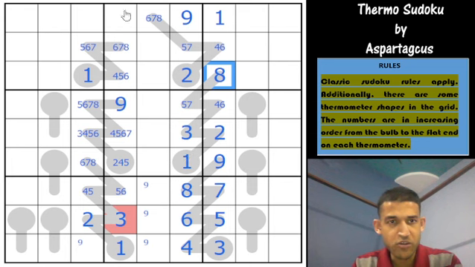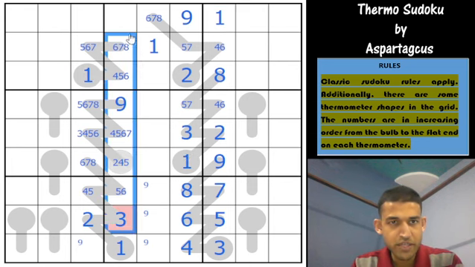Okay, where does the 1 go in box 2? Only one possible cell because of these ones. Where does the 3 go now? 3 has only one possible cell. 3 goes here.